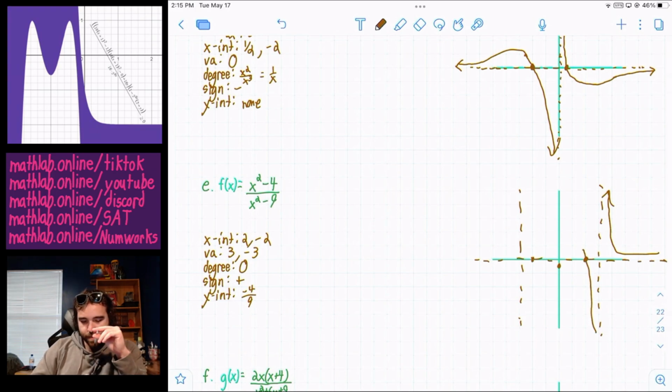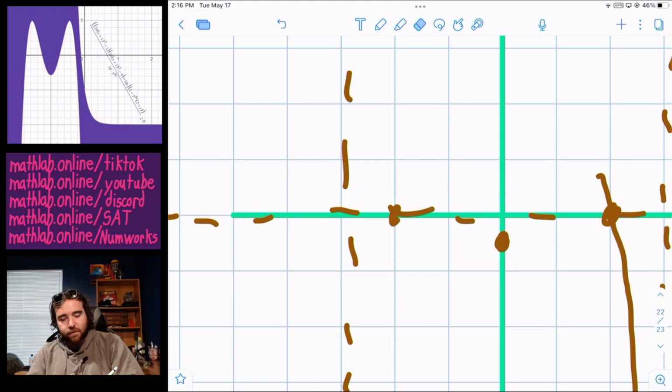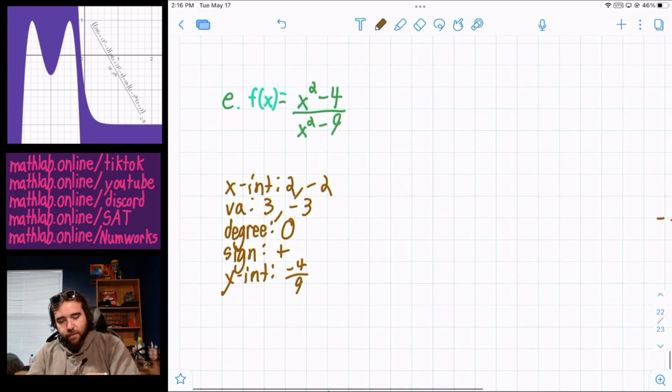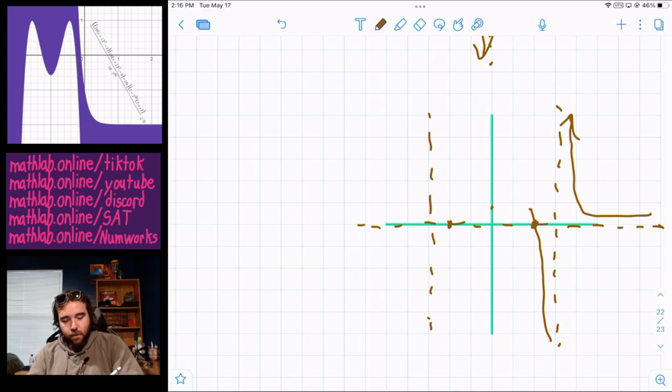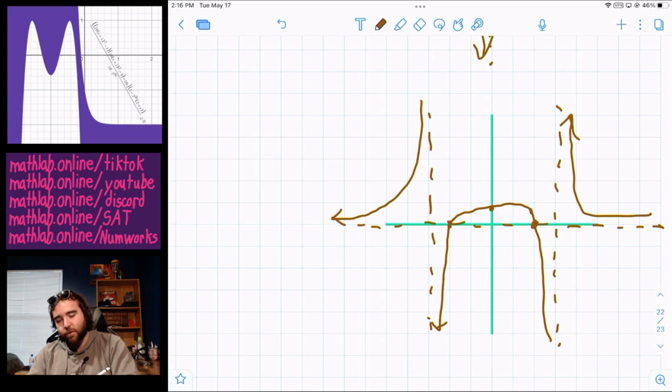Ah, shoot, that's not right. What's going on here? Because if we're going to cross, we're not going to be up there. Oh, it's not negative 4/9 because the negatives cancel. It's just positive 4/9. Yeah, because it's negative 4 over negative 9. So it's positive 4/9. So right there, do a little bigger. So we just cross, and then we cross, and then we go back down, and then we have to be up here and approach down like that.